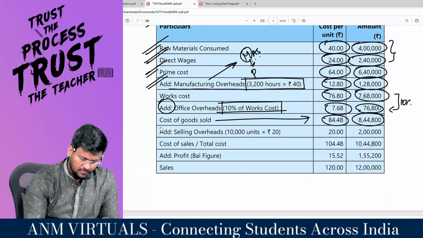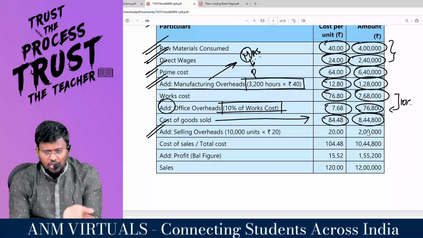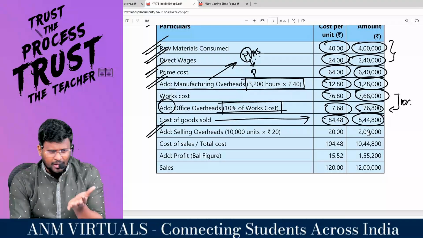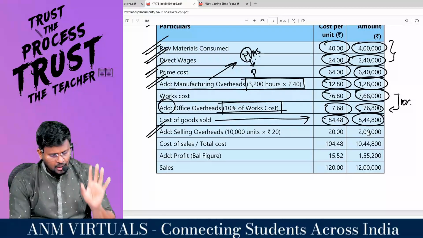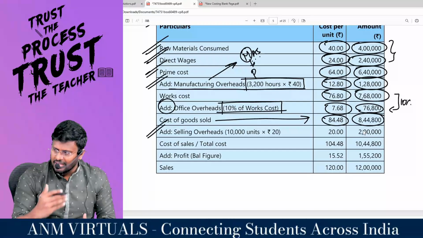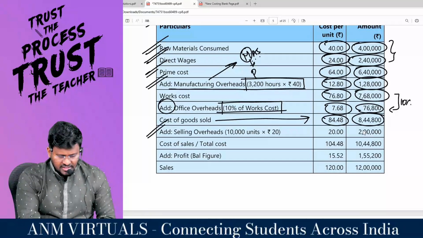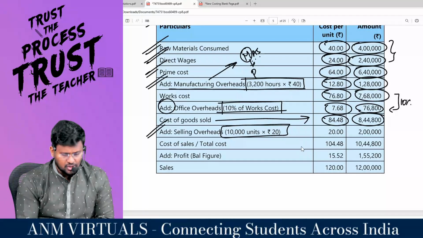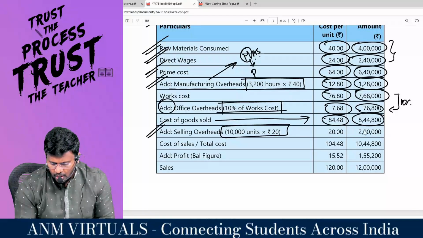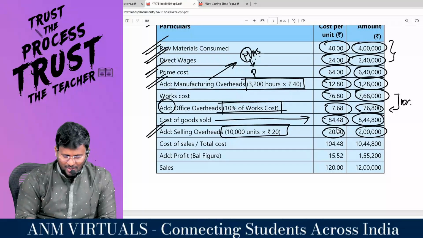Comfortable? Now selling and distribution. Because in this question, they have not specifically mentioned administration overhead related to production, they have just said office overheads, and we have treated it as administration overhead related to production. Now, selling and distribution is 20 per unit sold. So 10,000 into 20 comes to 2 lakhs. They themselves have given it per unit, so don't divide by 10,000. Again, you will get 20 only.